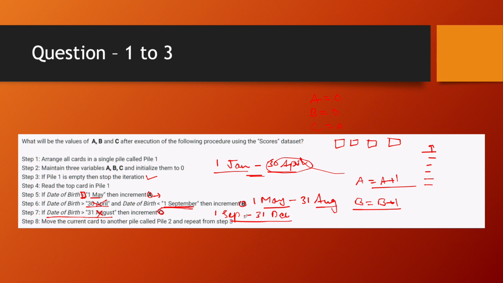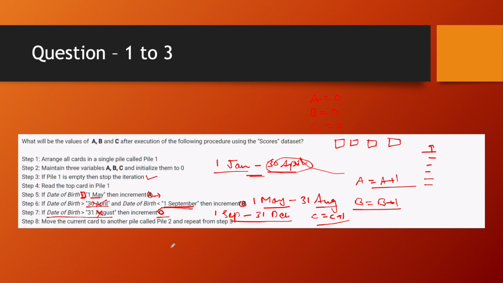So anybody's birthday that falls in this range, that's when you have to increment C, and there you have to do C is equal to C plus 1. So now you know how to do it. Anyway, let's just move to step 8 so that we get a complete picture.